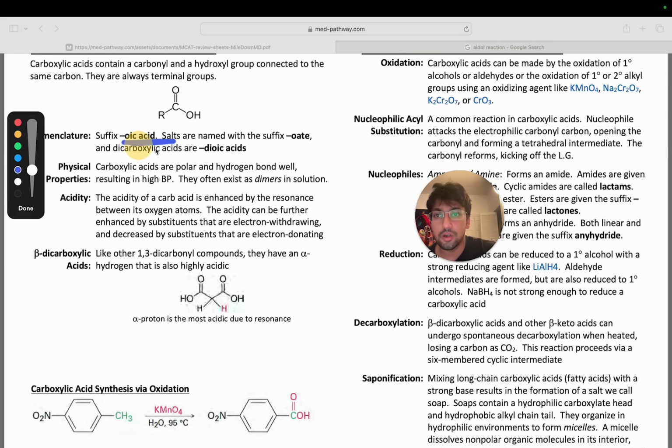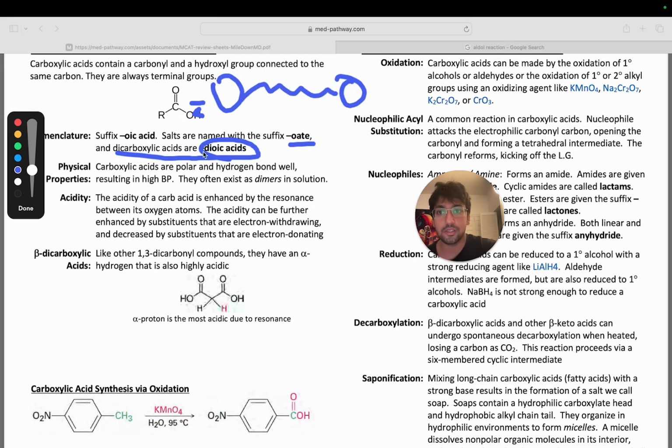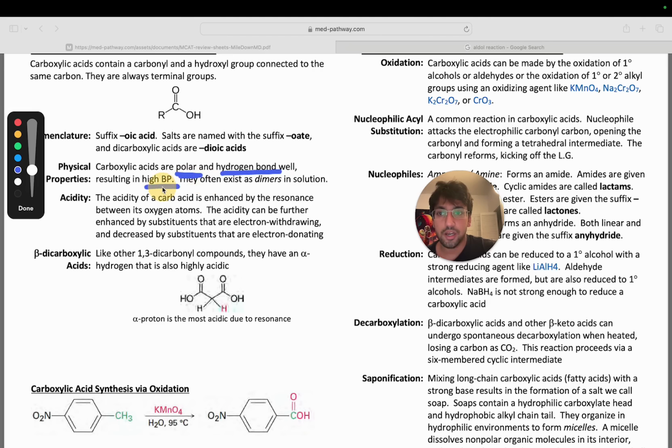Nomenclature: you use the oic acids, and then if you have a salt, which means you remove this hydrogen and give this a negative charge, then it's an oate. Dicarboxylic acids are dioic acids. So if you have a chain where there's two carboxylic acids on the ends, that's a dioic acid, that's the suffix. Then we have physical properties. You should understand that they're very polar. They hydrogen bond as well. They result in a high boiling point, and they often exist as dimers in solution.